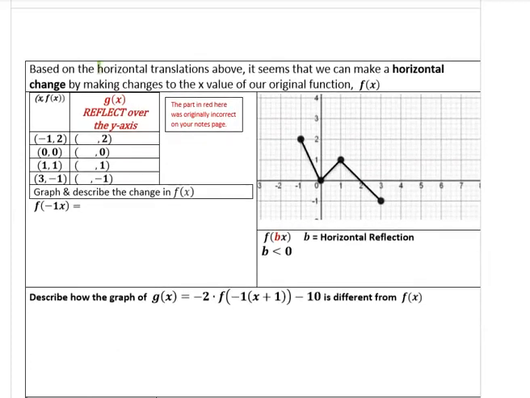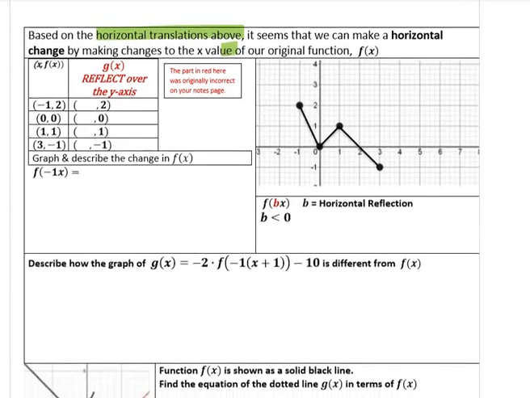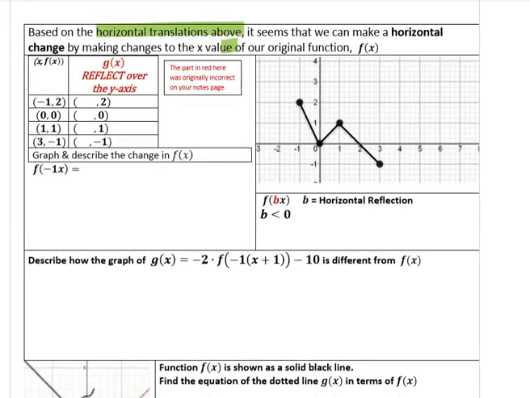So based on the horizontal translation above, it seems that we can make a horizontal change by making changes to the x value of the original function. However, this semester we're only going to be focusing on whether your b is negative or positive. We won't make you do stretch or compress along the x-axis. It's just going to be, is it reflected or not? So in this case here, reflection over the y-axis. All I'm going to do is take these values here and multiply them by -1.